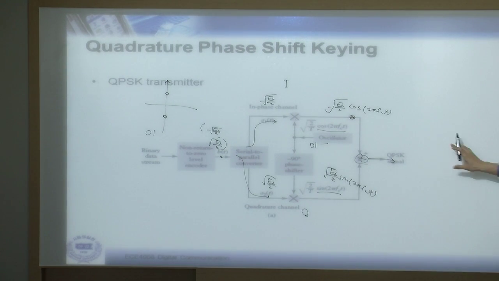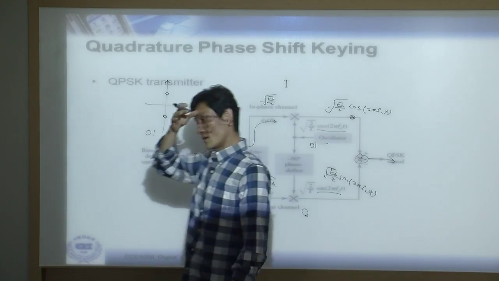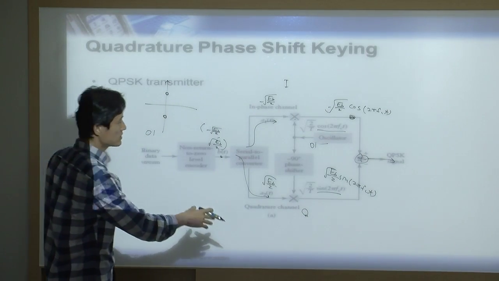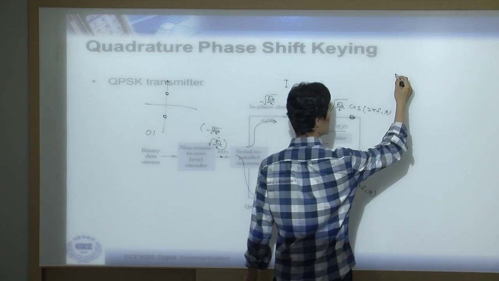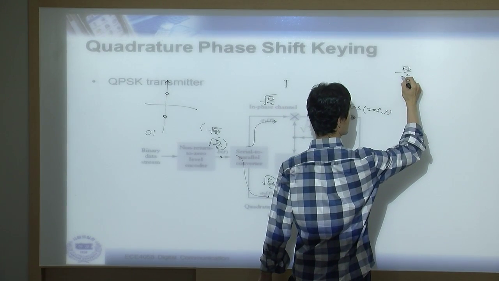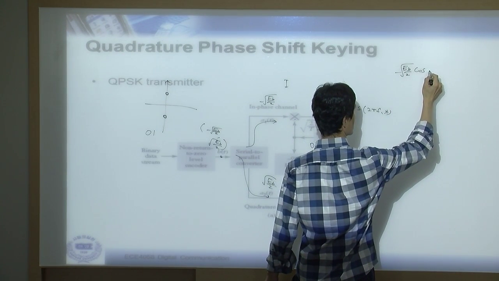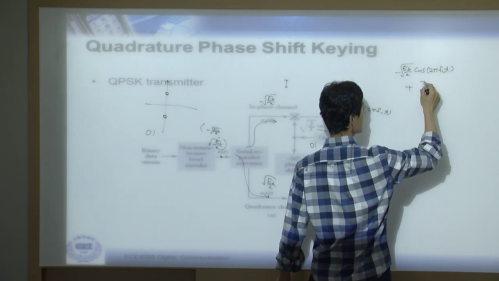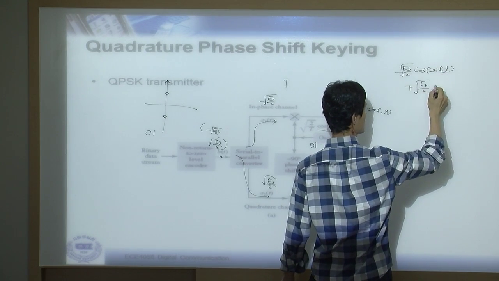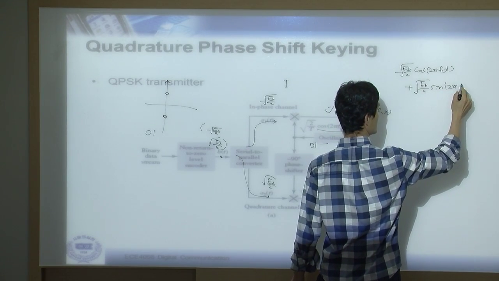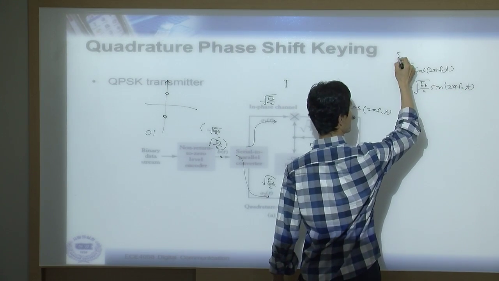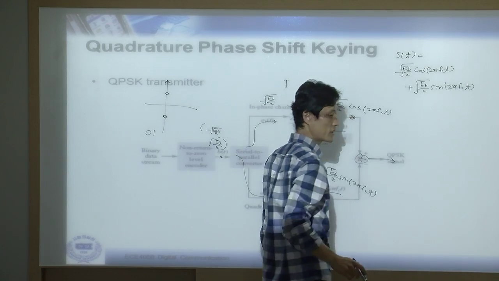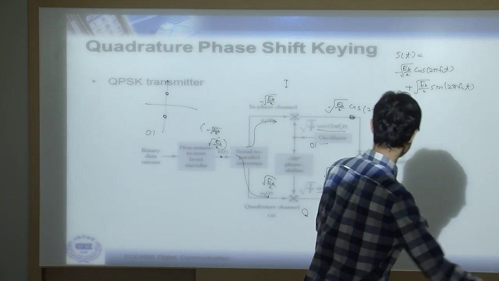Now this is a modulator or transmitter. Once you create this kind of signal, let's say we create cosine 2 pi fct plus square root of Eb over 2 times sine. This is what we transmit. We call that s(t). So we transmitted this signal based on this modulator.